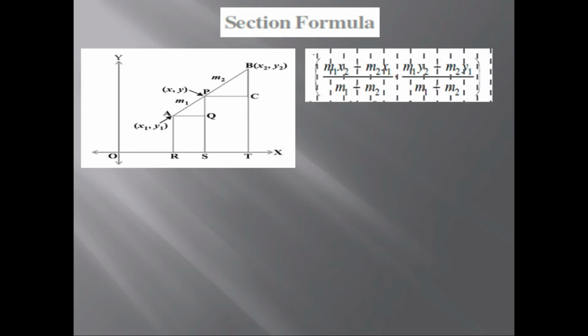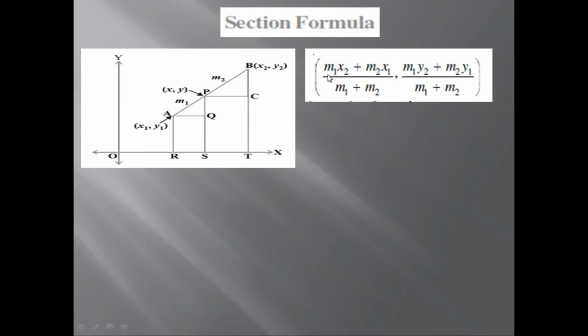If we do the same derivation, we'll find that these two triangles, PQA and BCP, are similar, so their sides' ratio will be the same, and accordingly we can find it after derivation. But since the derivation is not there, I am not going into that depth. So the section formula will be m1 x2 plus m2 x1. These are the values that will be given to you.